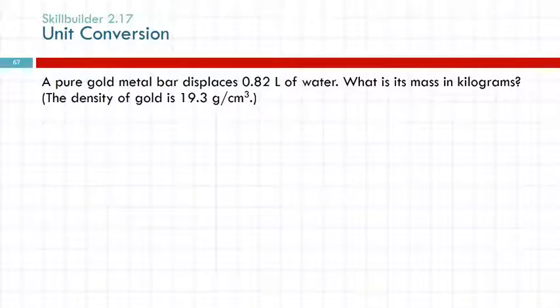So write down the numbers. 0.82 liters. And this is in parentheses. That's going to be our conversion factor. The question, what is the mass in kilograms, tells me what I'm trying to find. I'm trying to find kilograms.